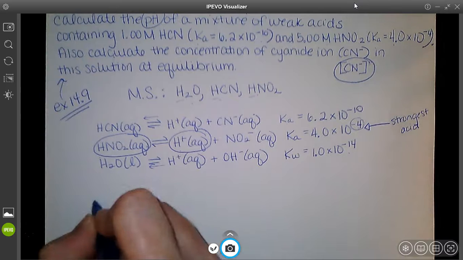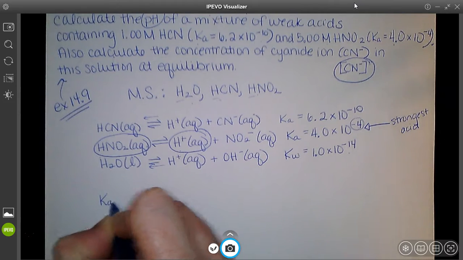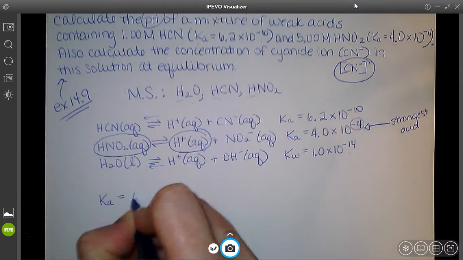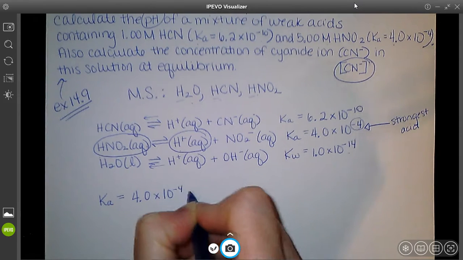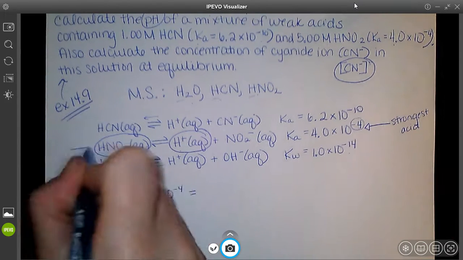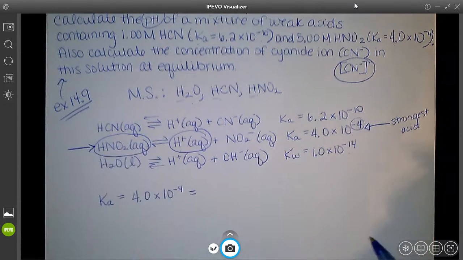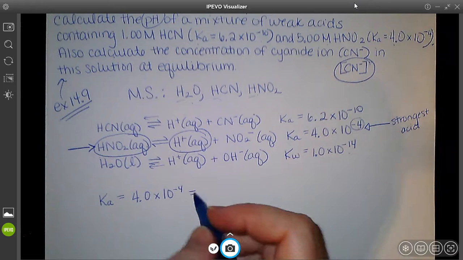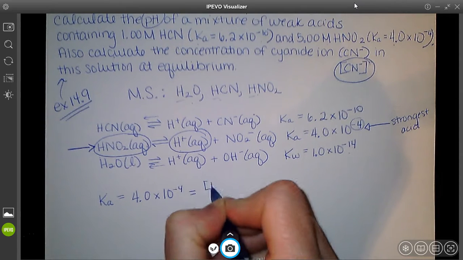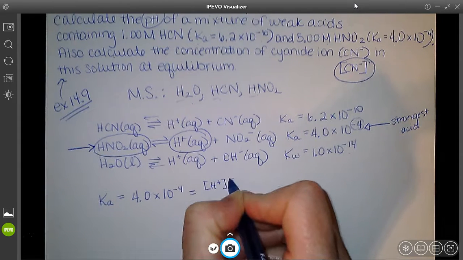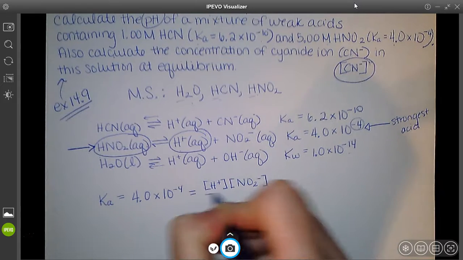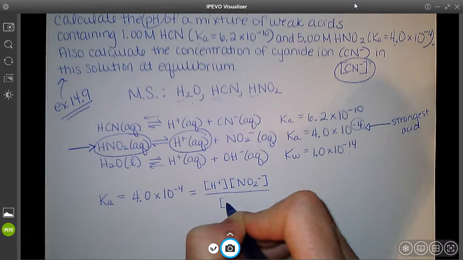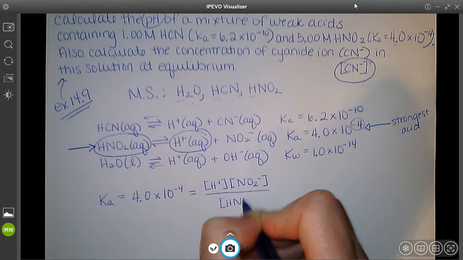So we use our Ka equation. 4.0 times 10 to the negative 4th. And remember, we're using this guy because this is our dominant acid, or our strongest acid. And that produces a hydrogen ion, a nitrite ion, and HNO2.